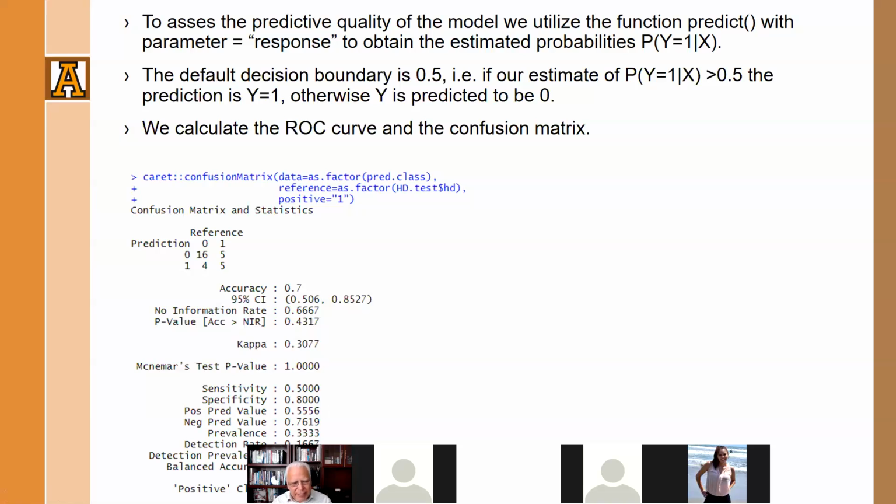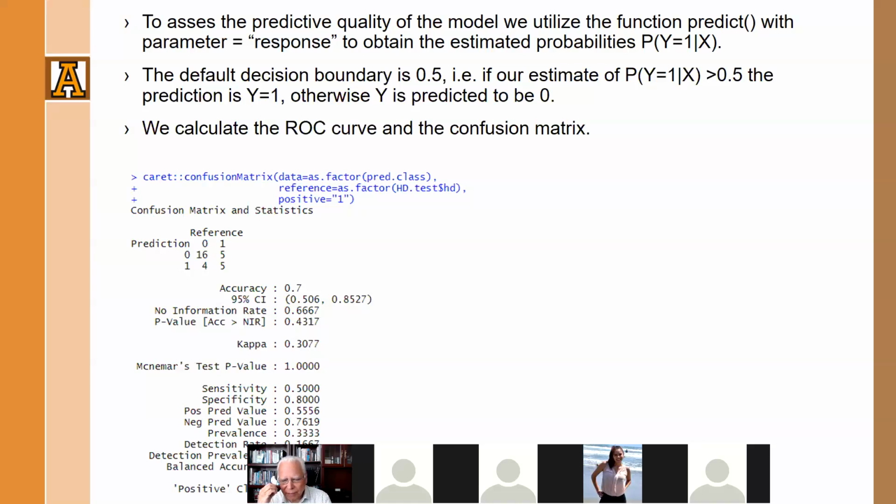Now, if I wanted to increase sensitivity, what would I have to do? Anybody? Do I have to increase the cutoff point, the boundary, or decrease it? Decrease it, right? Yeah, you have to decrease it, Cecilia. That's right. If we decrease it, we can get better sensitivity, and we will lose on specificity.